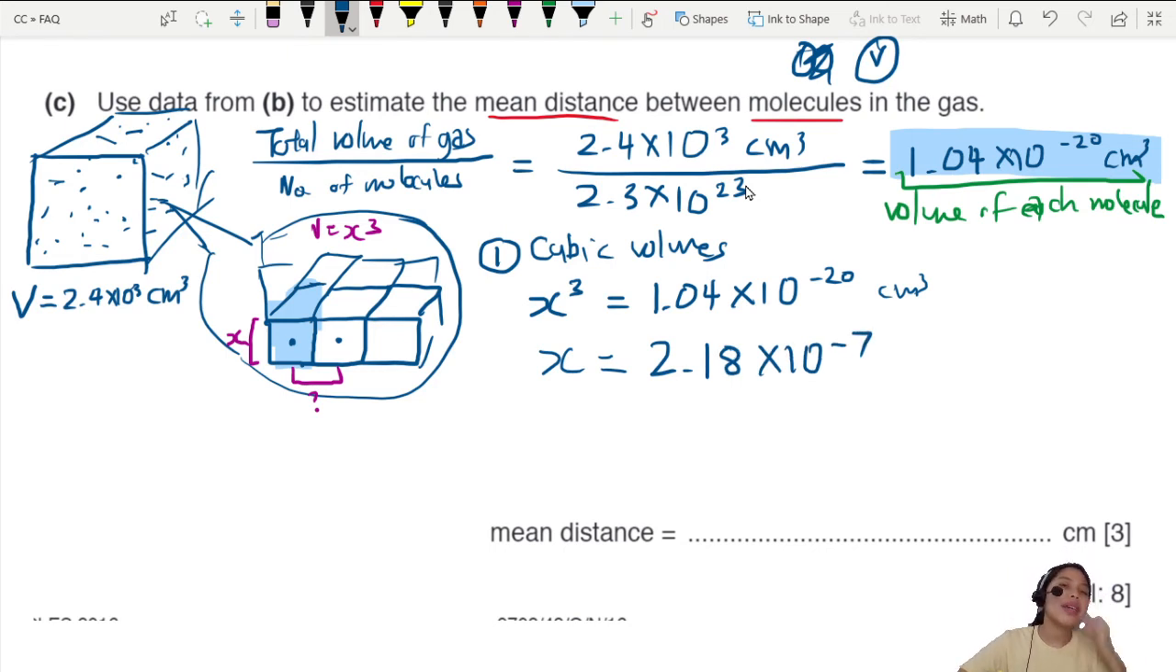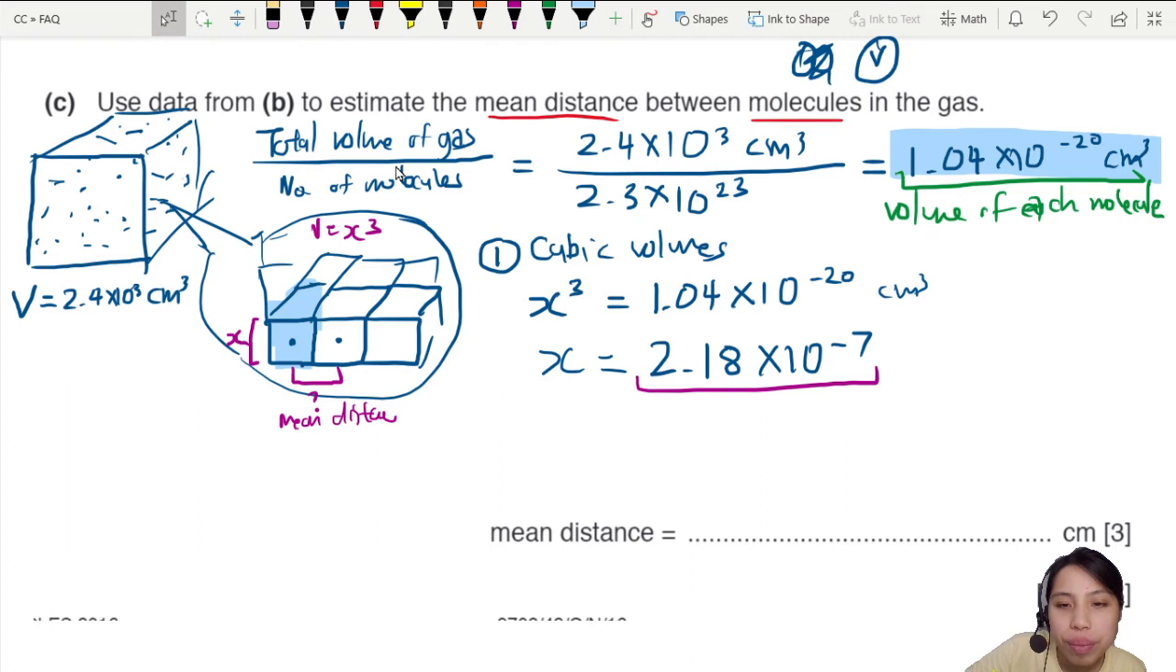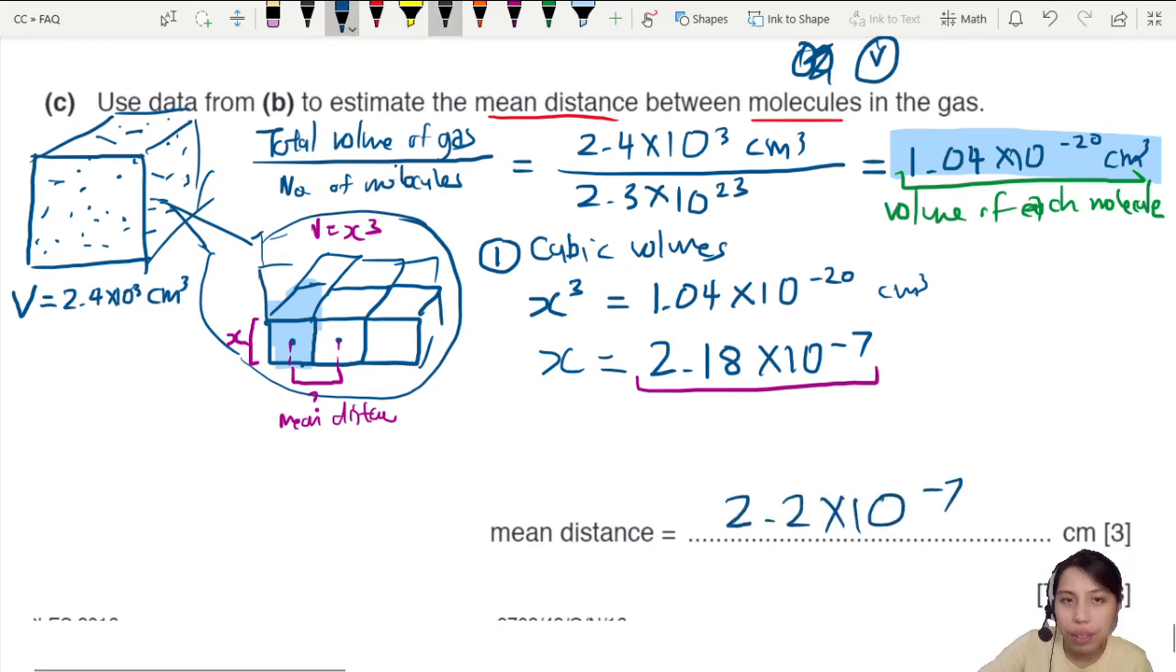So that means the side of one of these cubes, x, is 2.18 times 10 to the negative 7 cm, which also means that this mysterious distance, the mean distance on average between two molecules if I take the centers, is also going to be this. We can do it like that. So this one will be 2.2 times 10 to the negative 7.